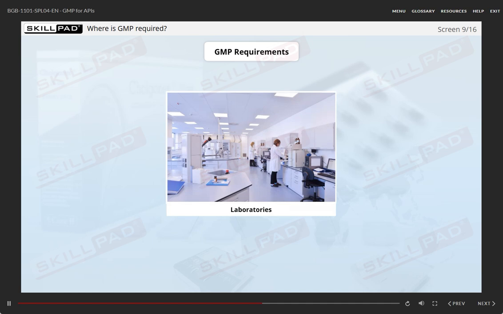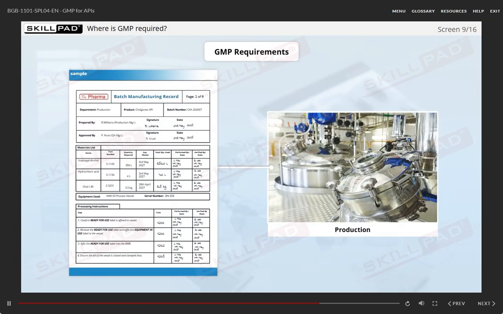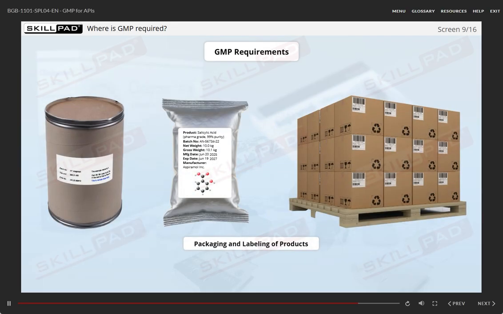Quality control. Quality control as part of GMP includes sampling, inspecting, and laboratory testing of starting materials, in-process, intermediate, and bulk products. Production. Products must be made using the correct standard methods as per GMP regulations to ensure a high standard of quality. Packaging and labeling of products. The correct labels must be used on products. Wrong labeling could result in potential harm to customers or patients.